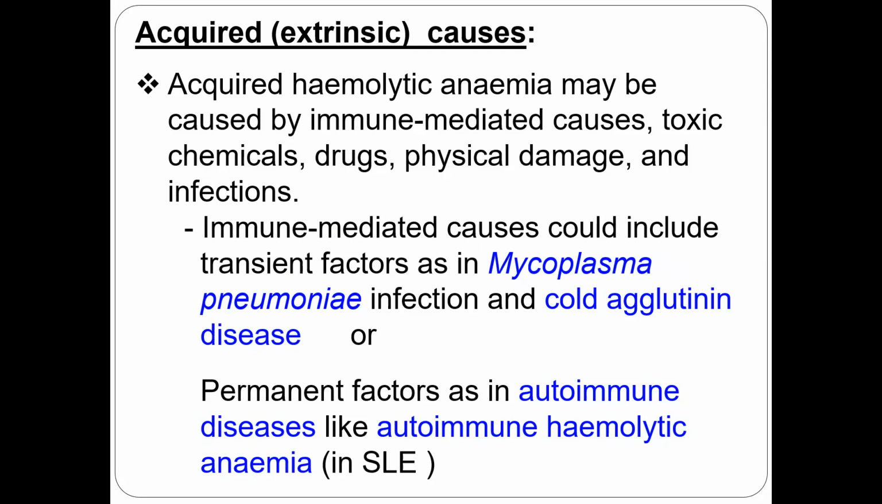Okay. For example, if you don't have the G6PD, G6PD is not a membrane molecule. It is an enzyme. Okay. Because you don't have that enzyme, the red cell cannot withstand the stress, and so it breaks down. How does the red cell break down?